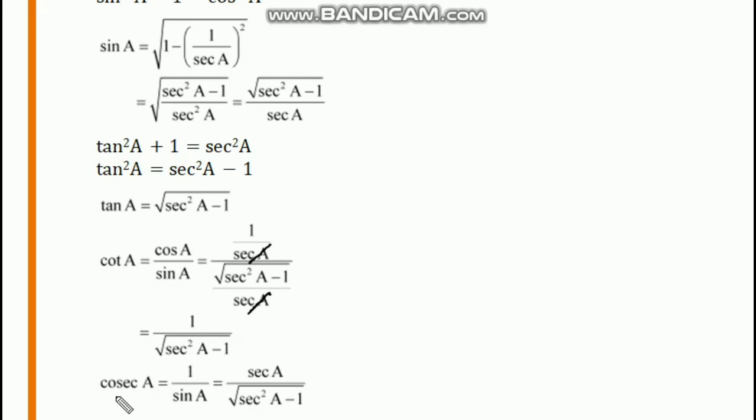And the next one is cosecant A. So cosecant A equals 1 by sin A. Sin A we know is square root of secant square A minus 1 divided by secant A. Sin A will be the denominator. Then take the reciprocal. Here you will get 1 divided by square root of secant square A minus 1 by secant A. For that, if you take the reciprocal, you will get secant A by square root of secant square A minus 1, because that is the inverse, 1 divided by sin A.